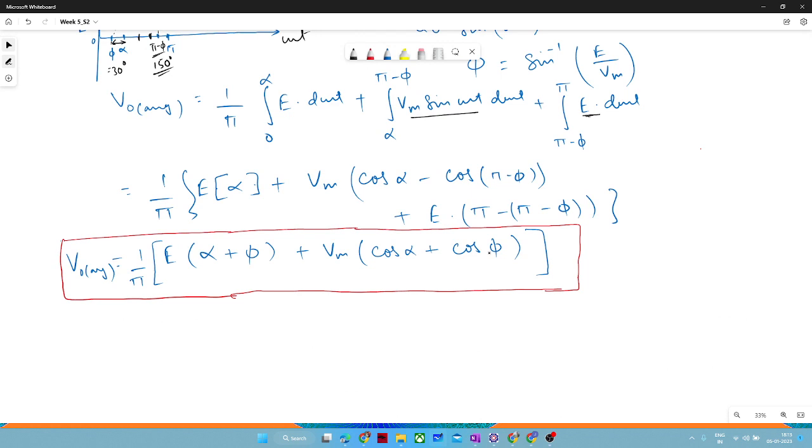There is one catch here, where everyone makes the same mistake. These alpha and phi, do you need to take them in degree or radian? Can anybody tell me? Radian, sir? Yeah, correct. Radian. We should always take it in radian because it is not an angle anymore in terms of degree. If you take degree, it will be too large, right?